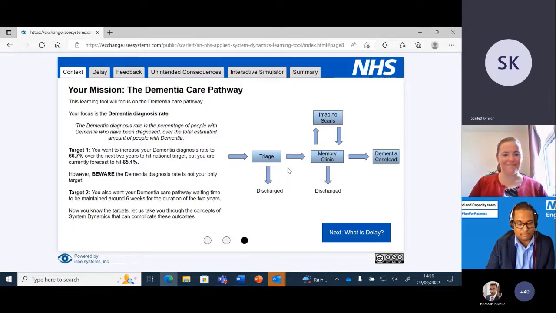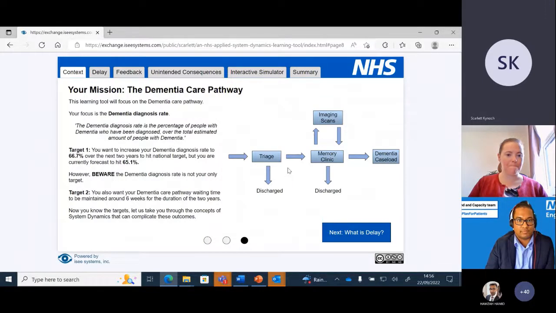So the focus is the dementia diagnosis rate. The dementia diagnosis rate is the percentage of people with dementia who have been diagnosed, over the total estimated number of people with dementia. So your first target is to increase this dementia diagnosis rate to 66.7% over the next 2 years to hit the national target. But currently you are forecasted to hit 65.1%.